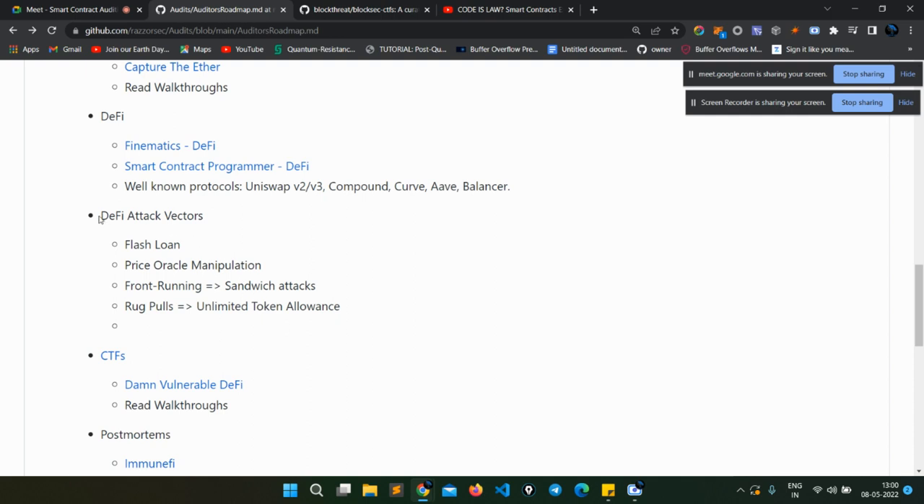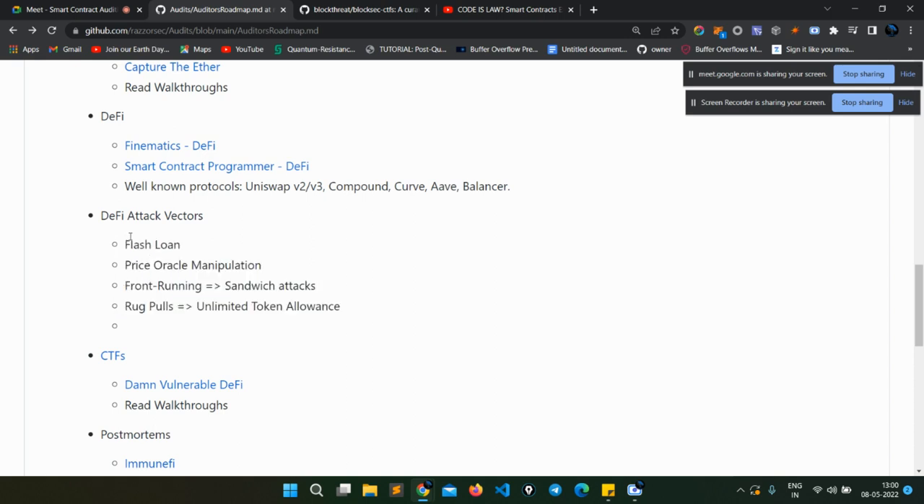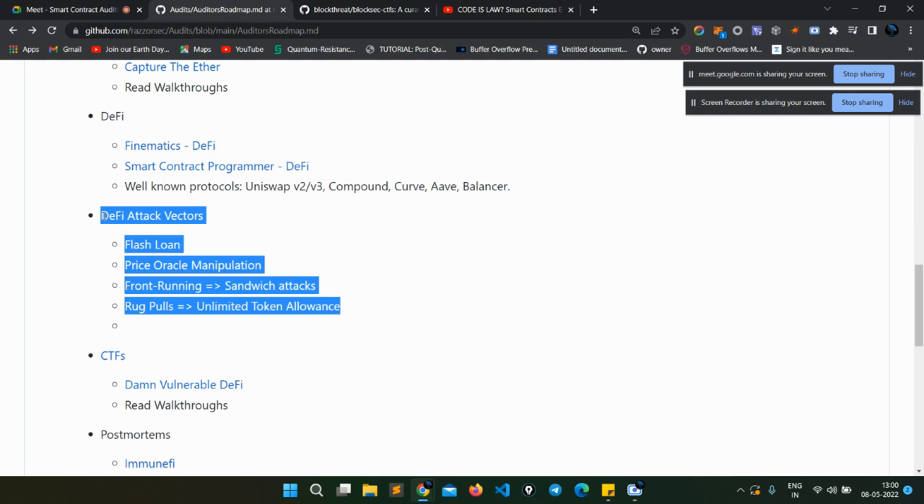These are some of the well-known attack vectors. I've not attached a link, because there are multiple resources and you're supposed to learn at your own pace, according to the stage you are at. You're supposed to learn what a flash loan is, price oracle manipulation, front running, and the dependent attack called a sandwich attack. There are rug pulls as well that go on in DeFi systems, which are attack vectors by themselves. An example is unlimited token allowance.